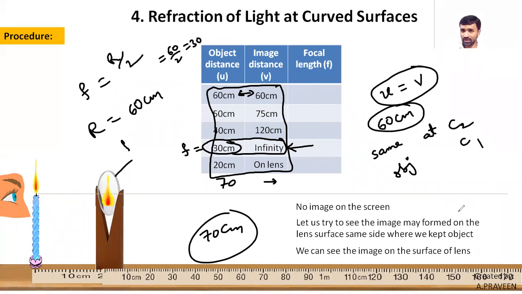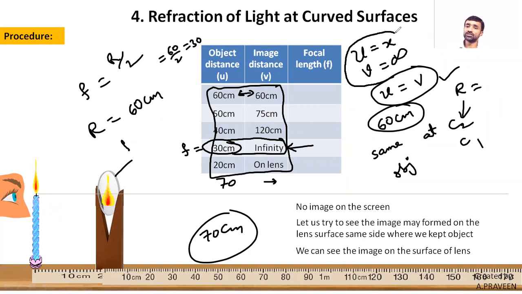So if any values are given, object distance and image distance, find out. If object distance and image distance are the same, it means the object is placed at the radius of curvature, nothing but at C2. Or if the object distance is given as something x, and the image distance is given as infinity, what will be the focal length in this case?